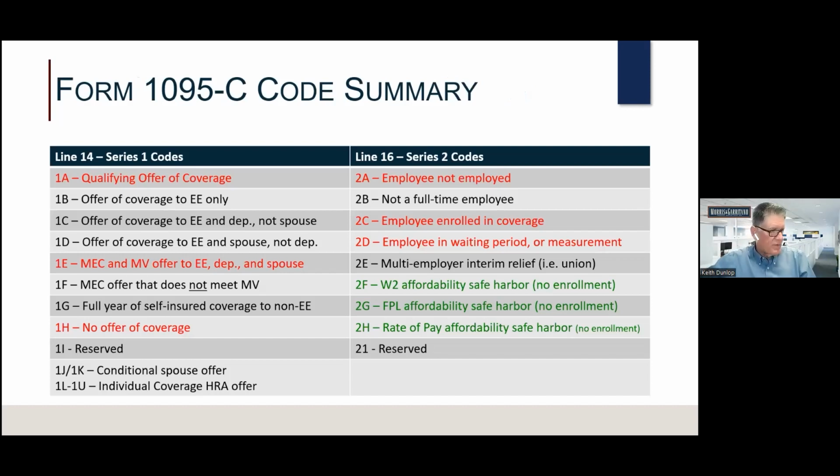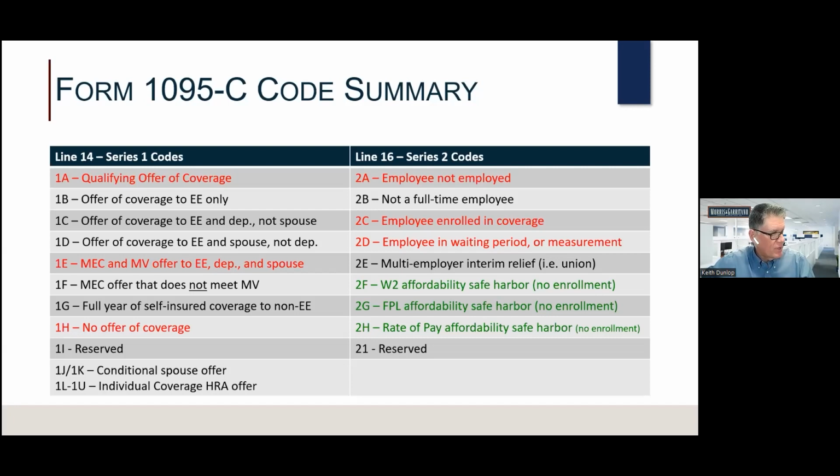So here are the codes, and these are all of the primary codes. However, note that I have highlighted some of these codes in red. The reason is because these are the primary codes that I would expect to see on a valid 1095-C form. Line 14 gets the Series 1 codes, and line 16 of the form gets the Series 2 codes. And the codes work in combination, like we've already seen.